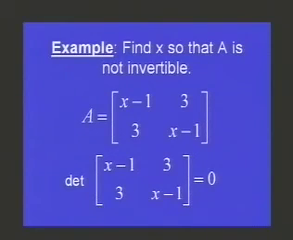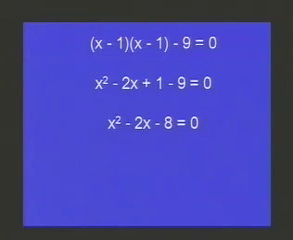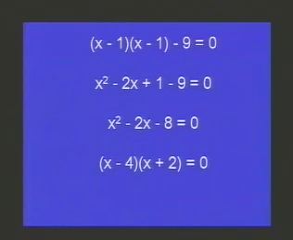Okay, the determinant of that matrix would be x minus 1 times x minus 1 minus 9. We said that's equal to 0. From here, it's just algebra, right? We just want to multiply out x minus 1 times x minus 1 and get x squared minus 2x plus 1, then minus 9. Work that out, x squared minus 2x minus 8. Conveniently, this factors into x minus 4 times x plus 2. From the x minus 4, we get that x would be 4. From the x plus 2, we get that x would be -2.